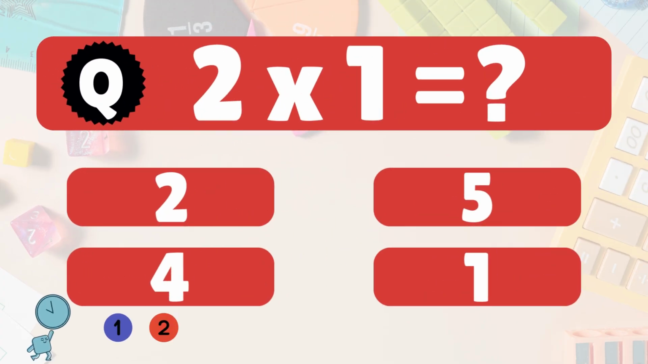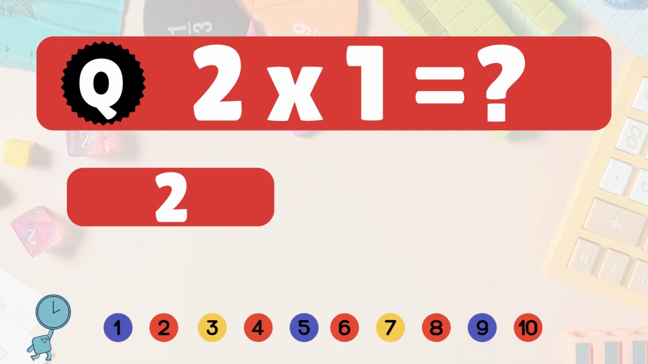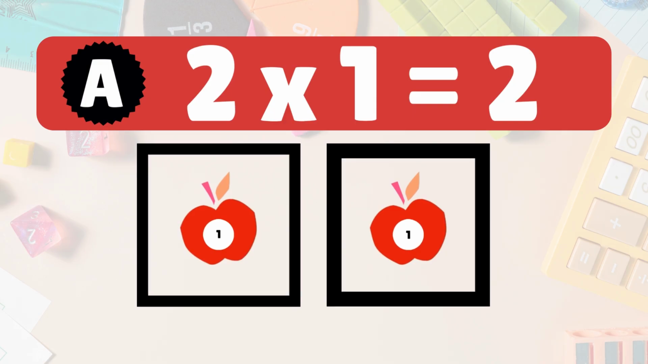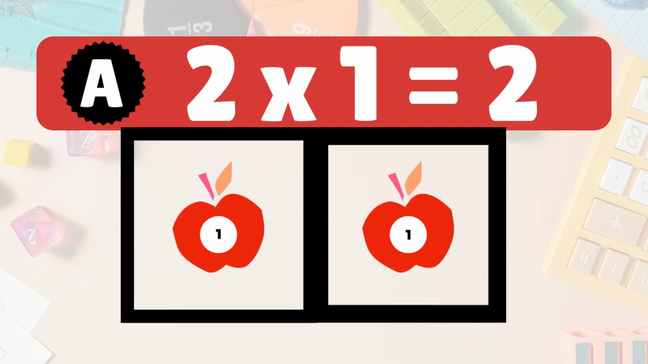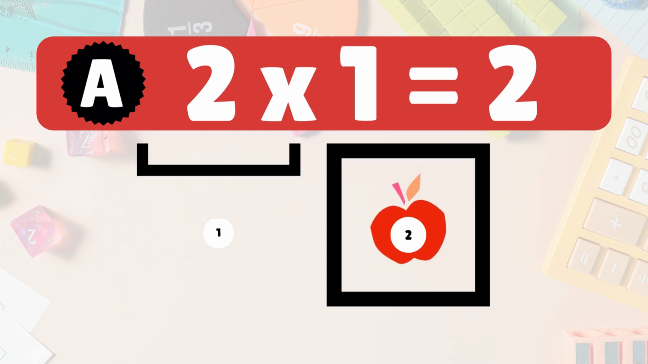Next, 2 times 1 is what? Two times 1 is 2. Here we have two groups of 1 apple each. 1, 2. So, 2 times 1 is 2 apples.